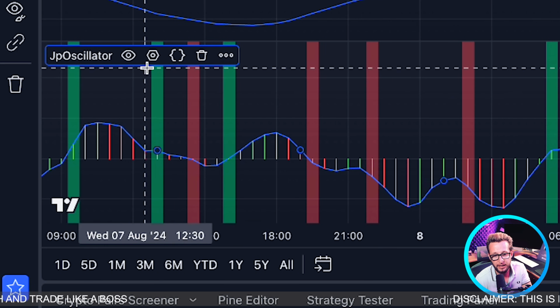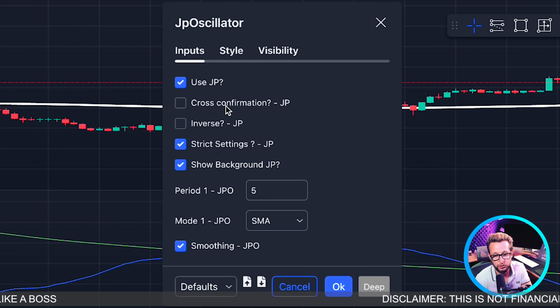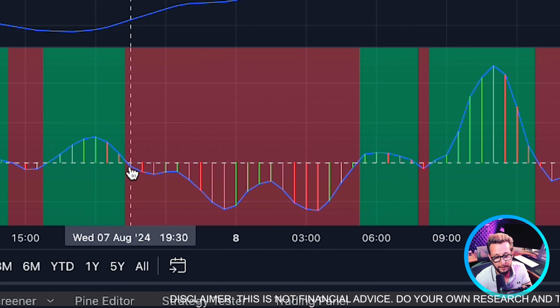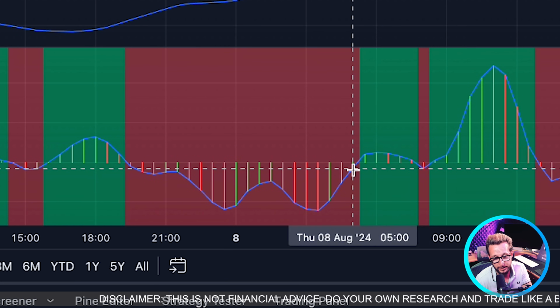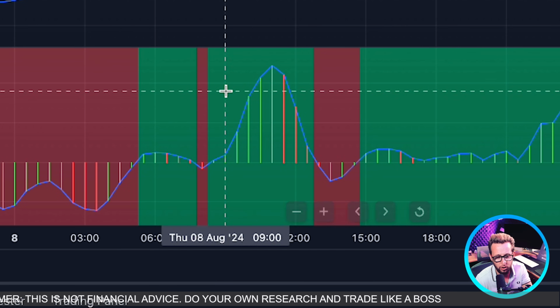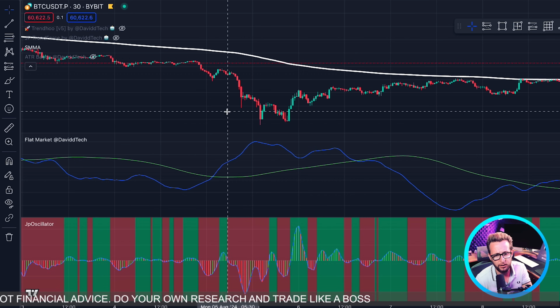We're going to change some of the inputs here. We're not going to use the cross confirmation, and we won't be using the strict settings. It's very, very simple as an indicator. When this blue line is below the 0, we're looking for shorts, and when it's above the 0, we're looking for longs. So all of these indicators together create a strategy.